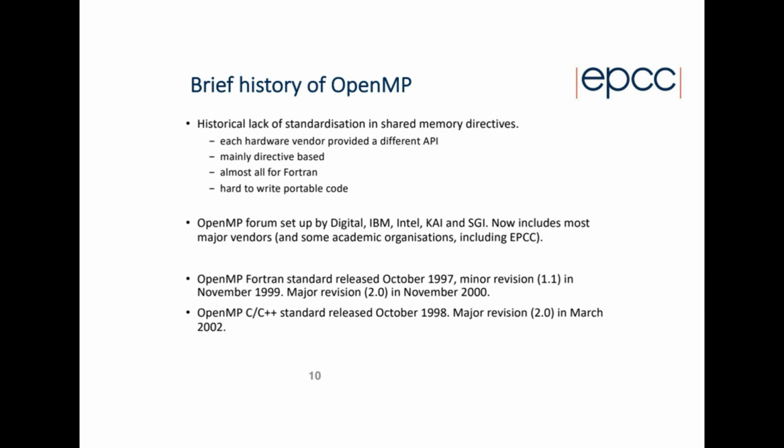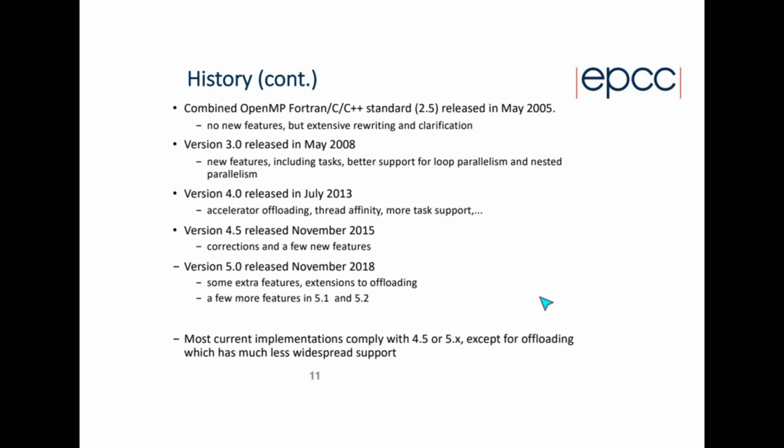So we started off with Fortran, and then C++ came a little bit later, and at that time they were separate specifications, which turned out to be messy and complicated because things were duplicated or contradicted each other. So in 2005, version 2.5, they got combined into a single document which supports all three base languages. And then there have been a bunch of revisions since then.